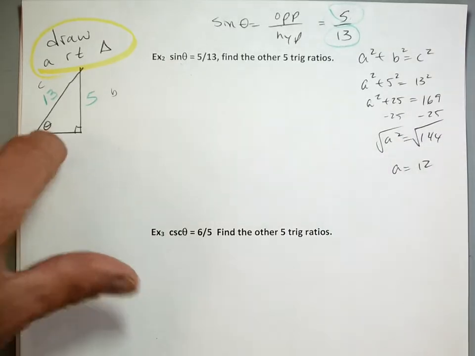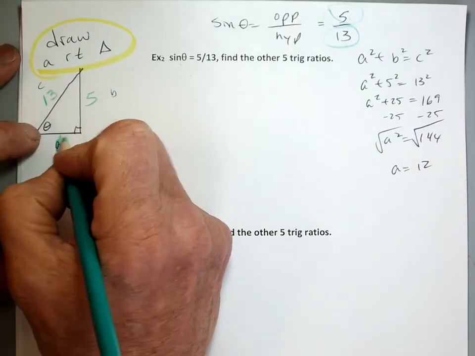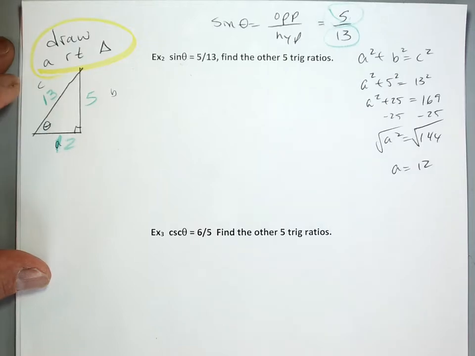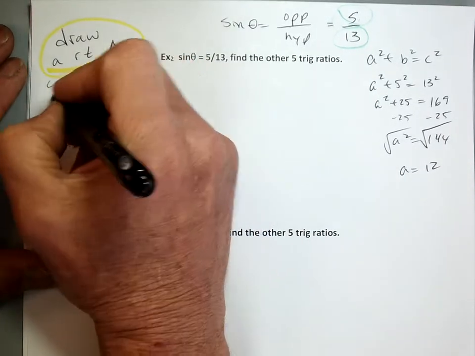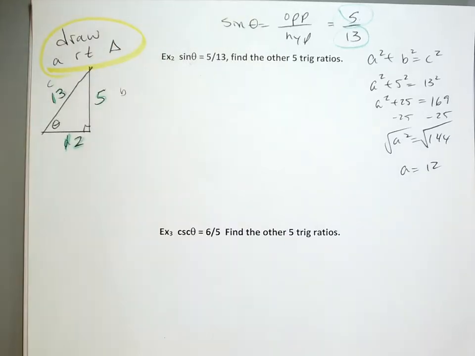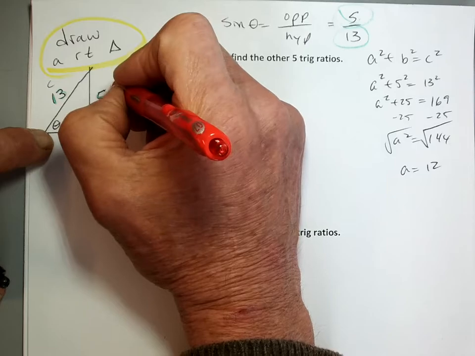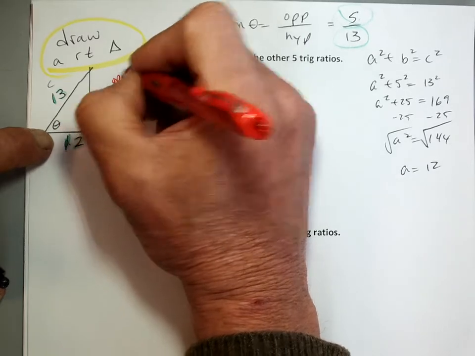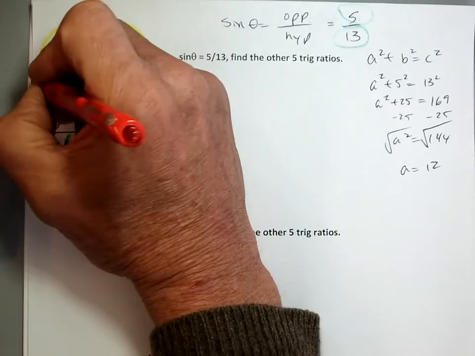That's my adjacent side. So I'm going to put my 12 in right here. Okay, 12. There's my 12. So 12 is my adjacent side, right? Write these so you can see: 12, 5, 13. Okay, so what I know is this. This is my angle. My opposite side is 5. My adjacent side is my 12. And my hypotenuse is 13.